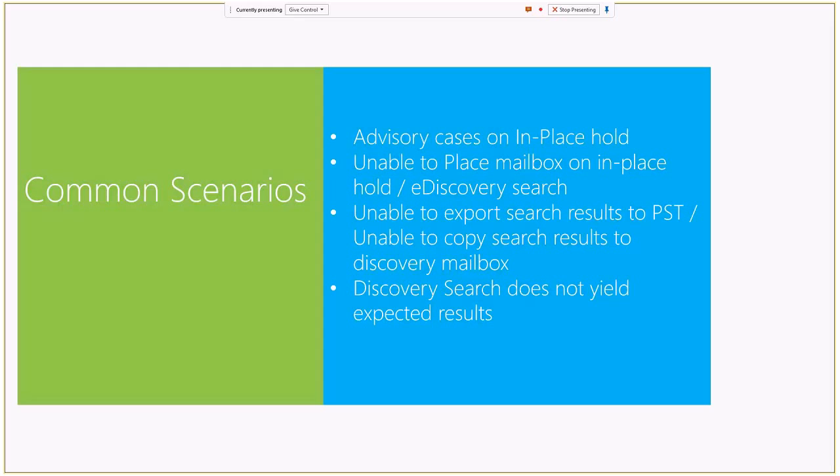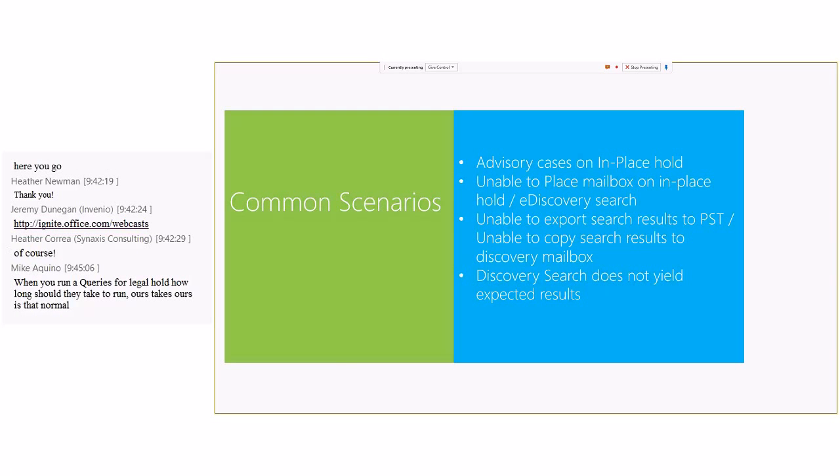We get a lot of advisory cases to begin with. The reason is the feature is a new one that was introduced in 2013, and a lot of administrators and litigation hold managers have questions about how this works. The most common ones we get are: we are not able to place a mailbox on hold or perform an eDiscovery search against it, we are unable to export or copy the search results, and the eDiscovery search does not yield the expected results. We'll quickly go over how we go about troubleshooting these.